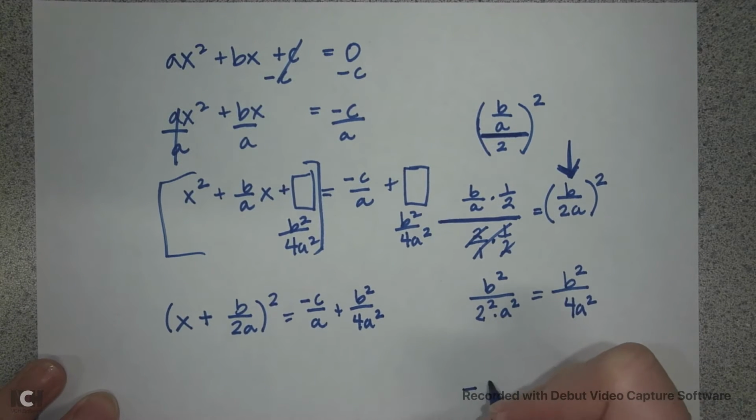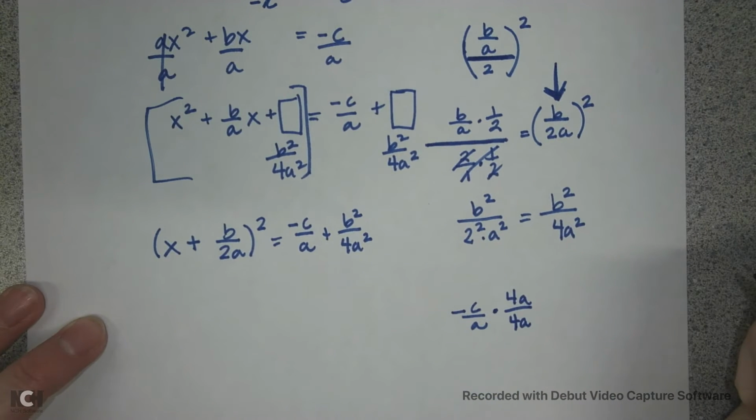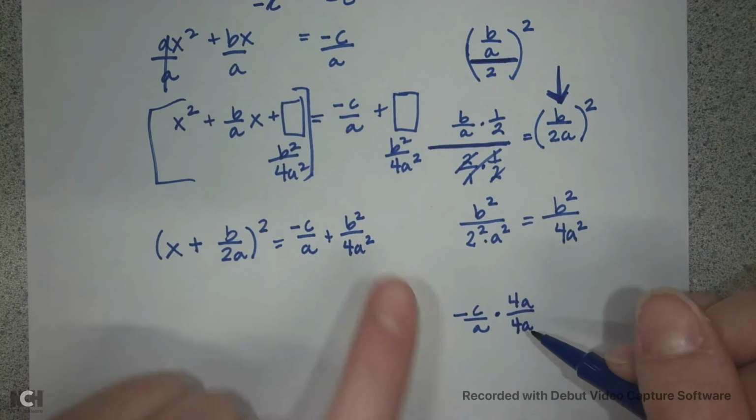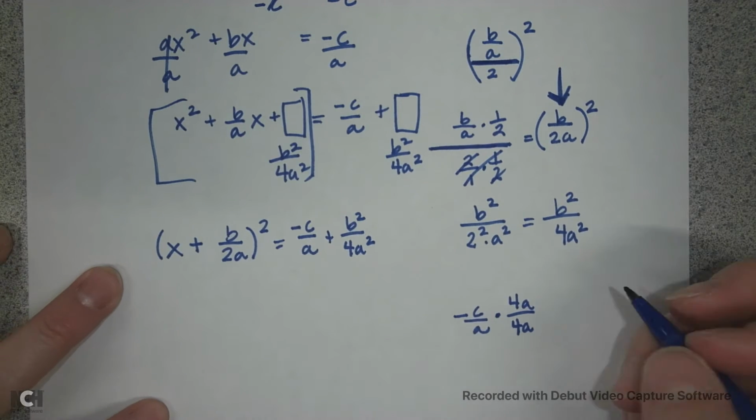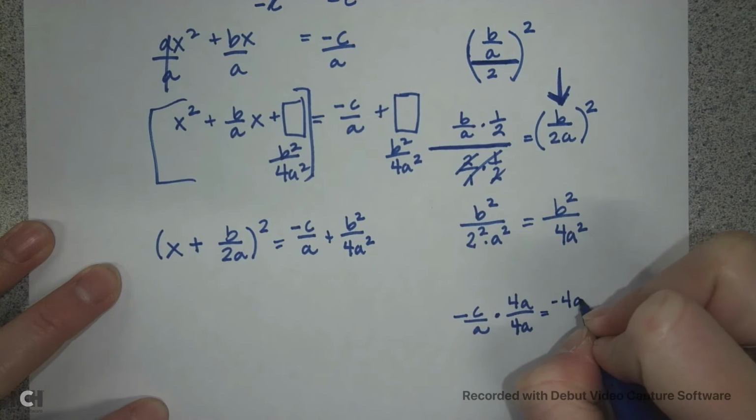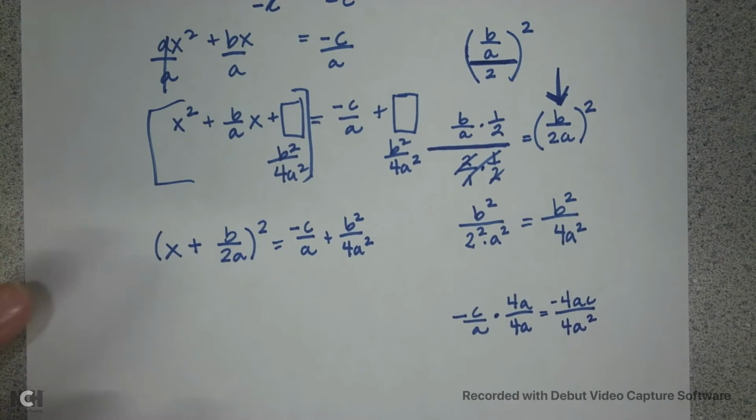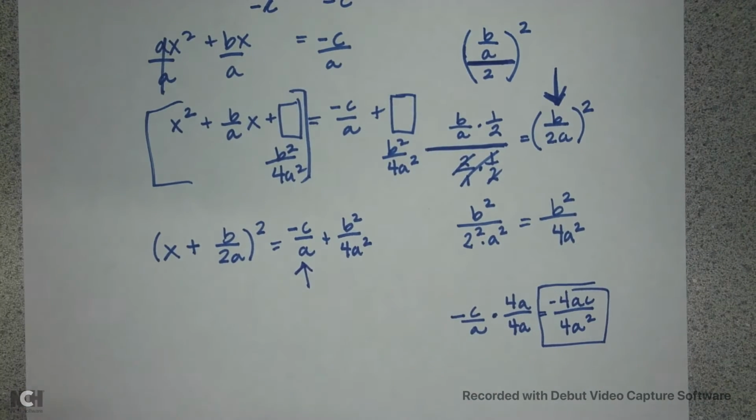So I'm going to take my negative c over a, and I'm going to multiply it by 4a on the top and 4a on the bottom, which, remember, is like multiplying it by 1. That helps me change my denominator so I can add my fractions, because we can only combine fractions if they're out of the same whole. So on the top, I multiply, and I have negative 4ac, and then on the bottom, I have 4a squared.